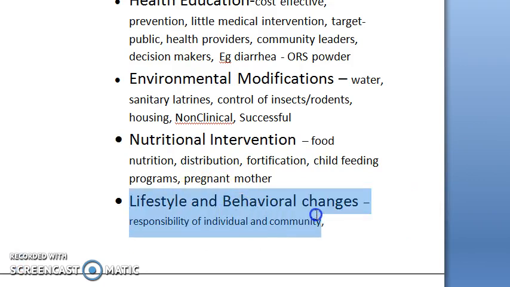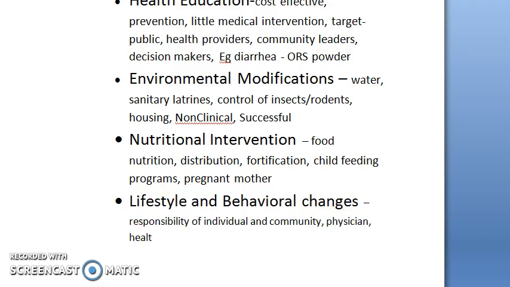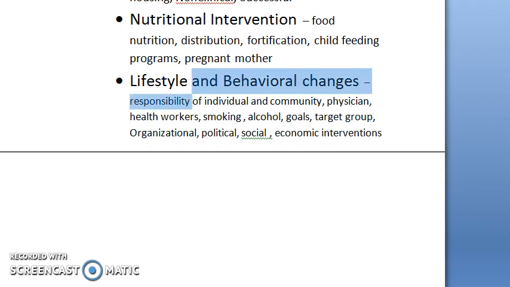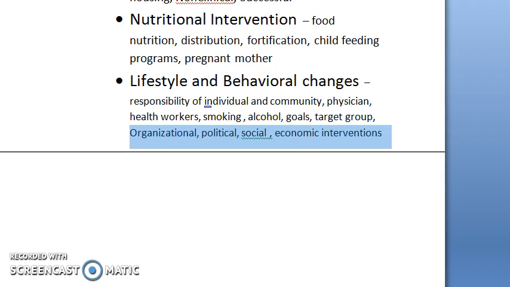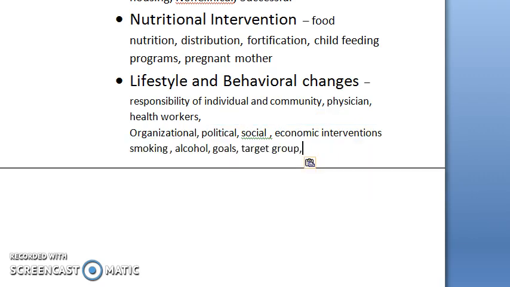Moving on to the last point under health promotion, you have lifestyle and behavioral changes. So here this is a responsibility of individual, community. Even physicians can take this responsibility, health workers. I'm making it up here so that you can see responsibility of individual, community, physicians, health workers. There should also be interventions on the organizational, political, social, economic side. Now you should have examples, like smoking, alcohol, etc. You should set some goals, and you should have a target group for this. You can give examples here, like before movies they show smoking is injurious to health, tobacco consumption is bad, alcohol is bad, such things.